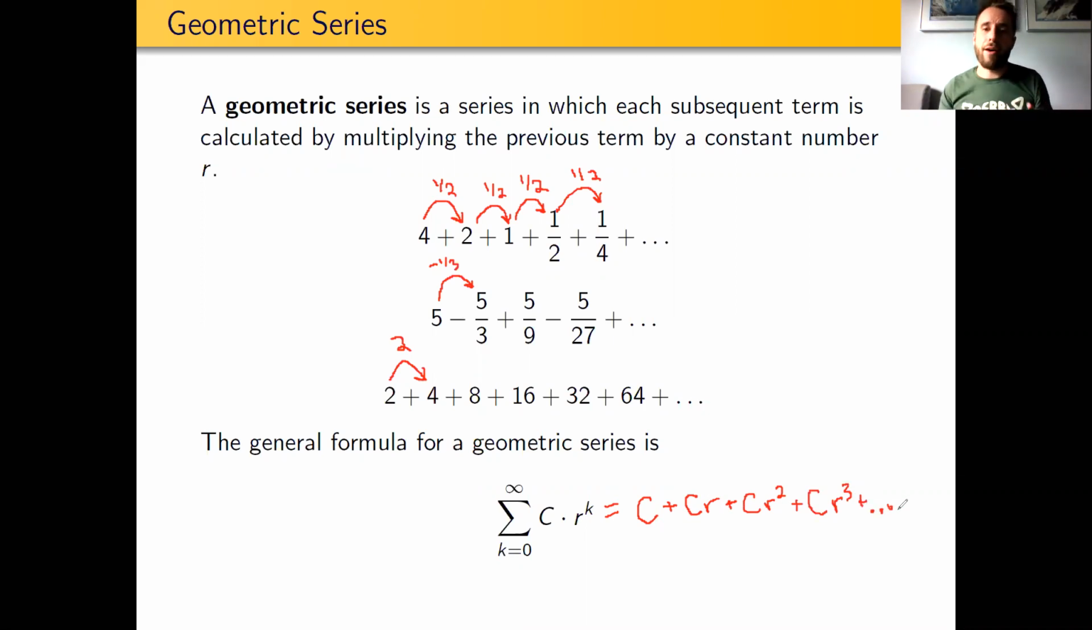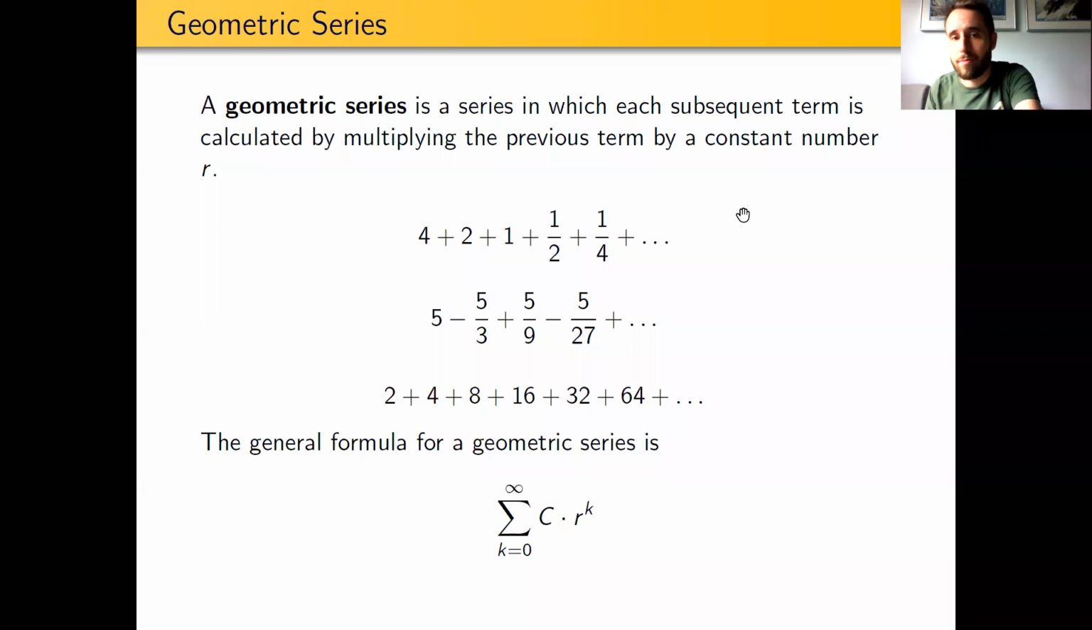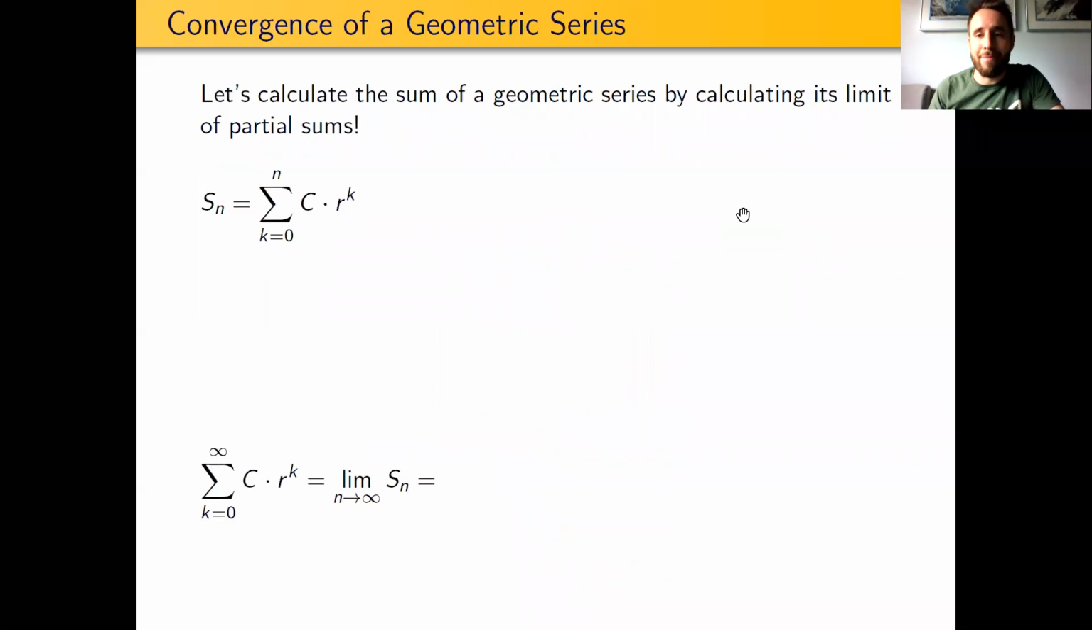So our geometric series will have this general form. And we can see now that our value c actually becomes the first element of our sequence. So here it was 2, here it was 5, here it was 4. And then r is this constant ratio that goes from one term to the next. And so that's how we will interpret our geometric series. Okay, so that's what a geometric series looks like.